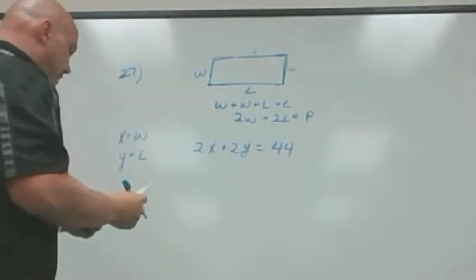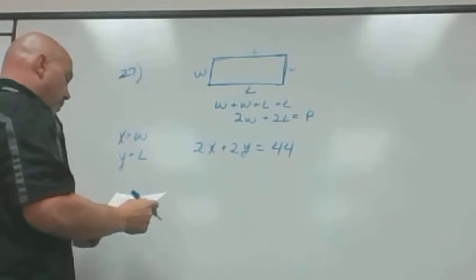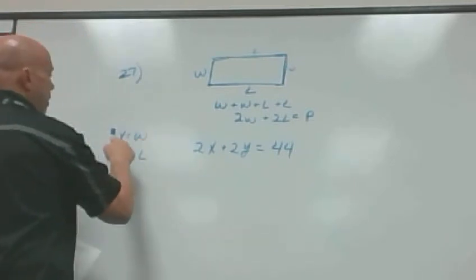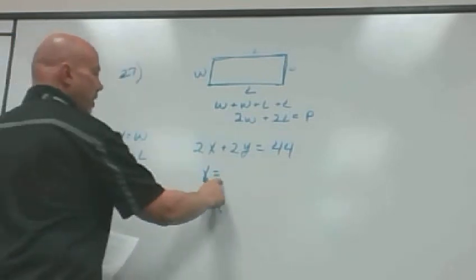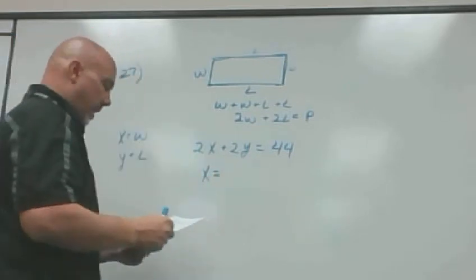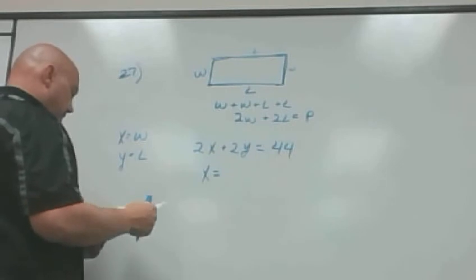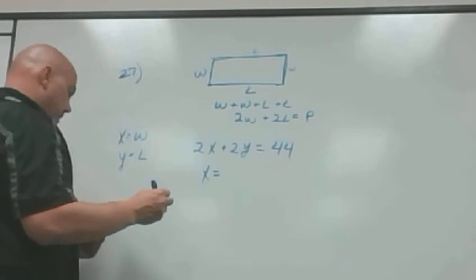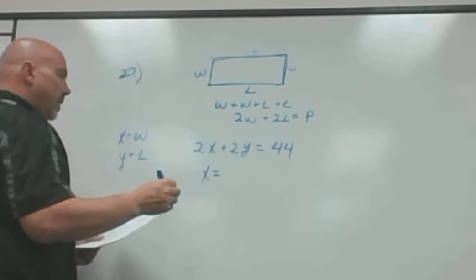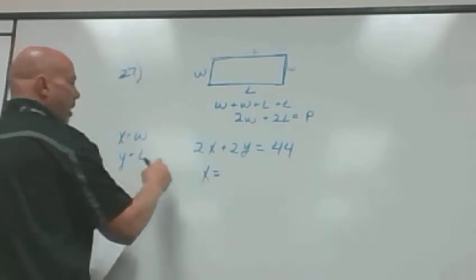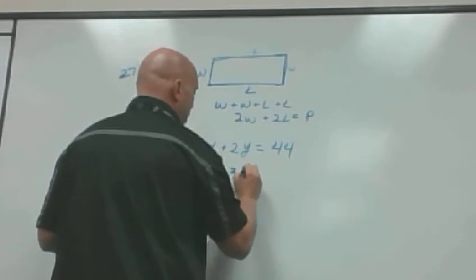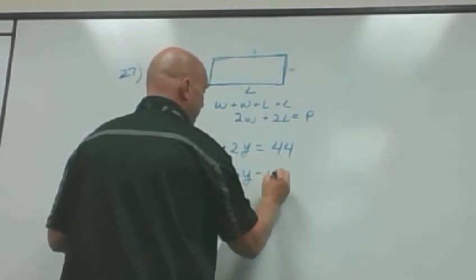Now, it also says that the width, so width being x, is. That's one way to say that. When you see the word is, just write an equal sign. So the width is 18 less than 3 times the length. So if length is y, that's going to be 3y minus 18.